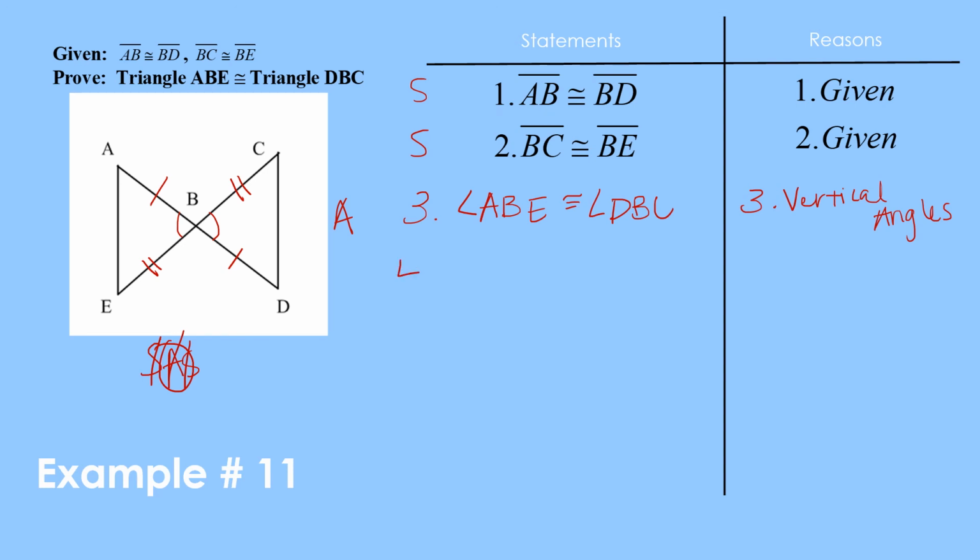So that leaves my final step to be triangle ABE is congruent to triangle DBC. And my reason for that would be SAS. Again, conclude your proof by using the square.